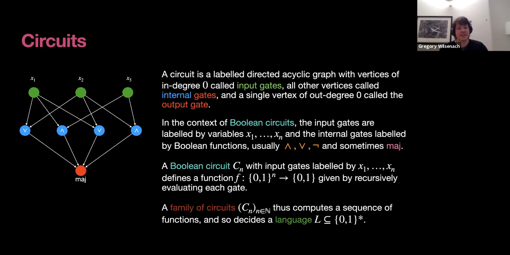And in complexity theory, we're usually interested in families of these circuits, and a family of these circuits where each Cn has n input gates naturally defines a language, because you have a function that takes in an input string of arbitrary size. For each length of an input string, you have some function that takes in that size string. And indeed, every language can be described by some family of circuits.